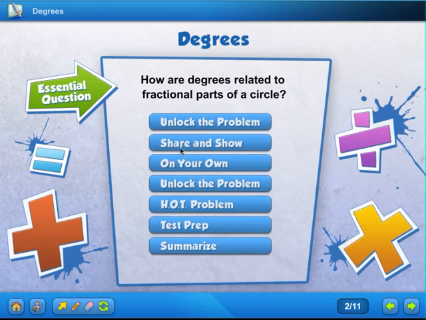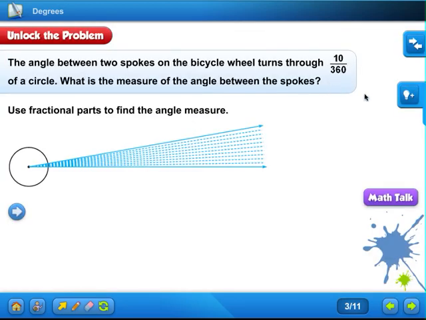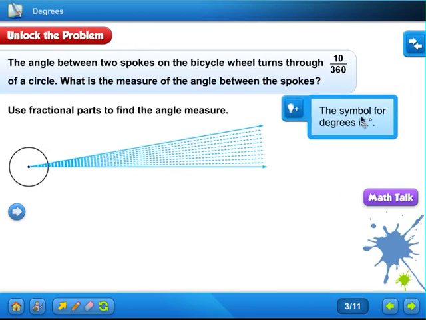Everybody, we are on lesson 11.2, and that is on page 421 in your colored math books. We are going to learn about degrees today. How are degrees related to fractional parts of a circle? All right, let's get started. Before we get started, let's know that this symbol right here is degrees. So when you see that, it means degrees.